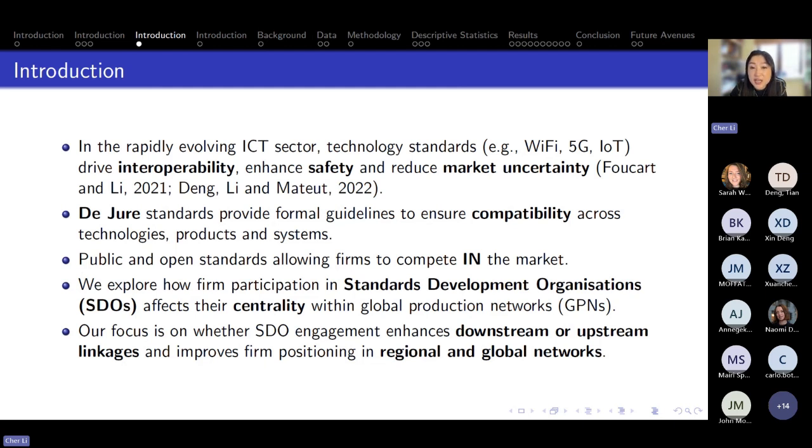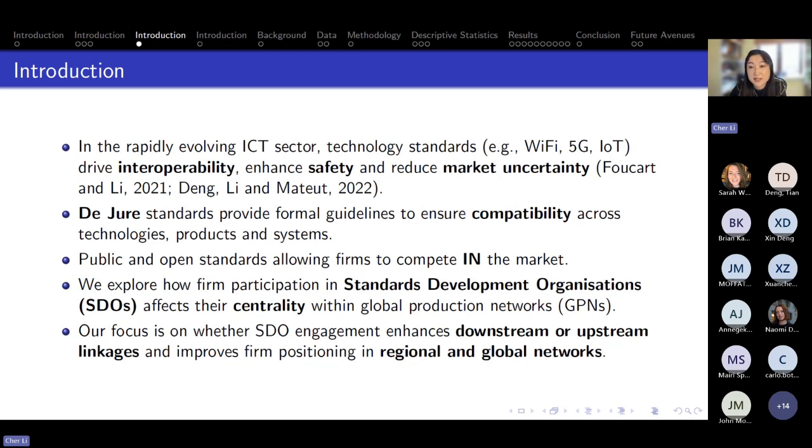And the standards also shape competition. Especially the ones we are looking at here, the so-called de jure standards, as opposed to de facto standards, which emerge through market-based competition. These de jure standards are essentially developed by public organizations or industry consortia, so anyone can use them. This open nature really enables companies to compete in the market rather than for the market. In other words, it saves them from having to fight over which technology becomes the market standard, as in the de facto standardization case.